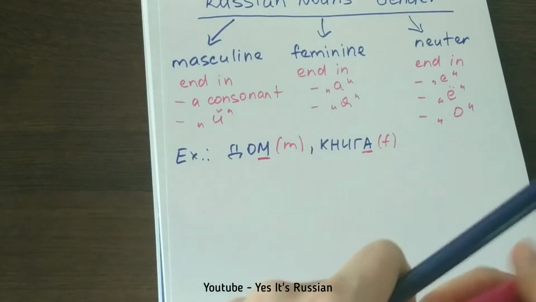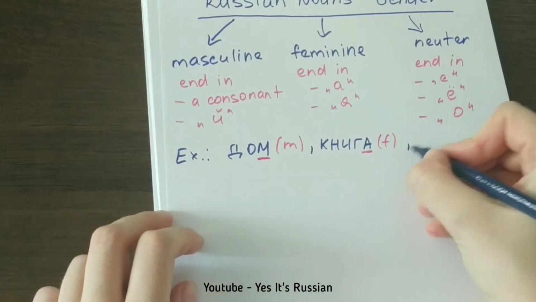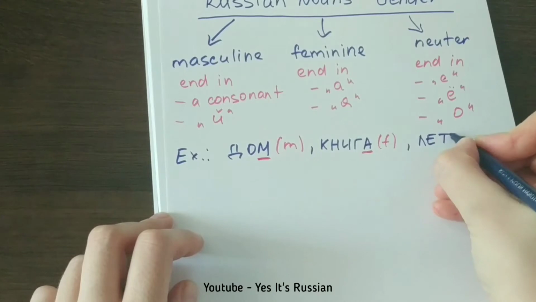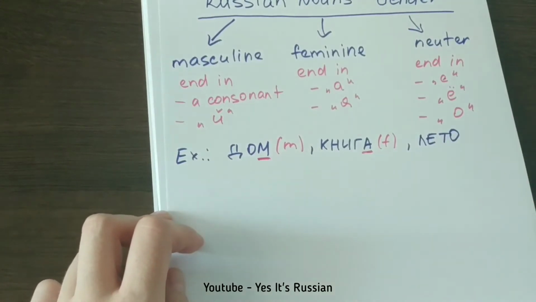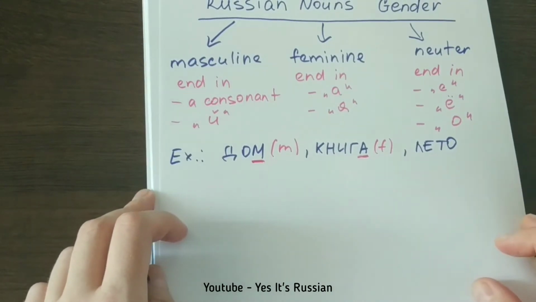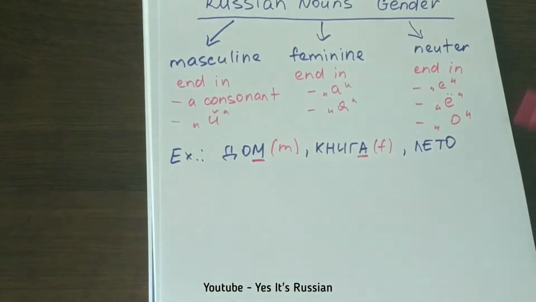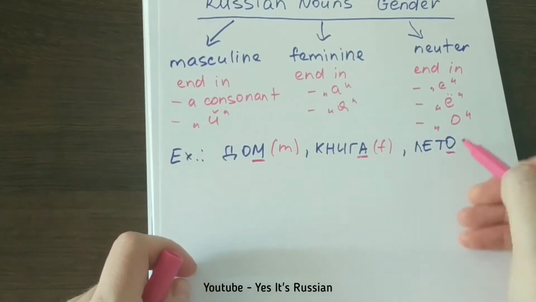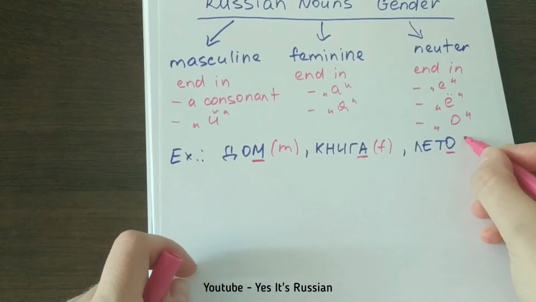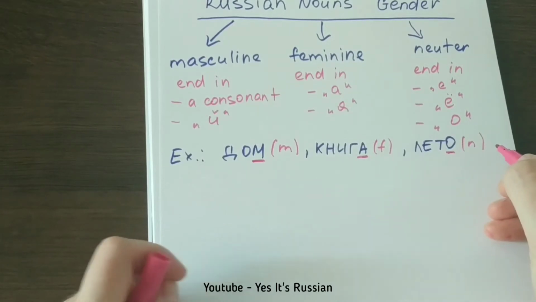And the last example is this one: Лето, meaning summer. And this noun is ending in O, and by the rule, it is of the neuter gender.